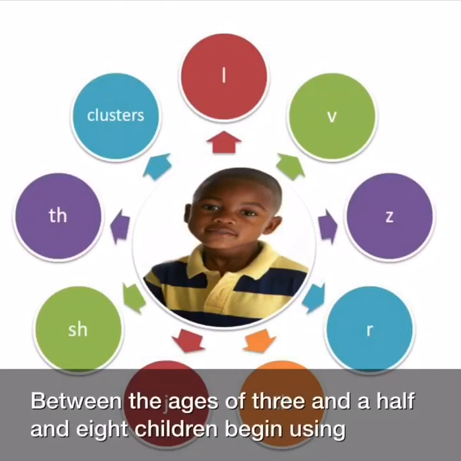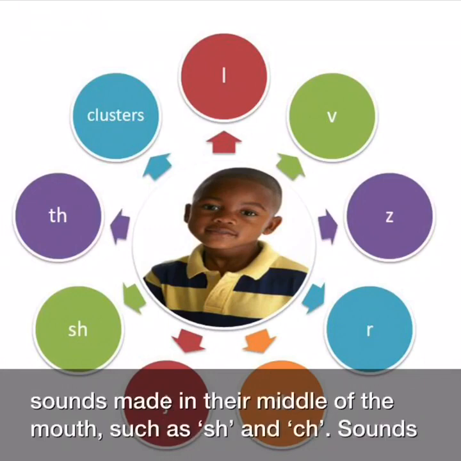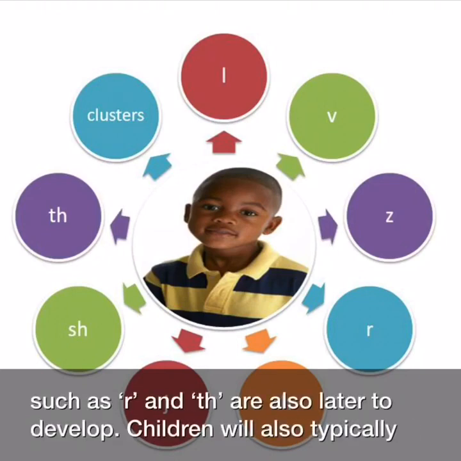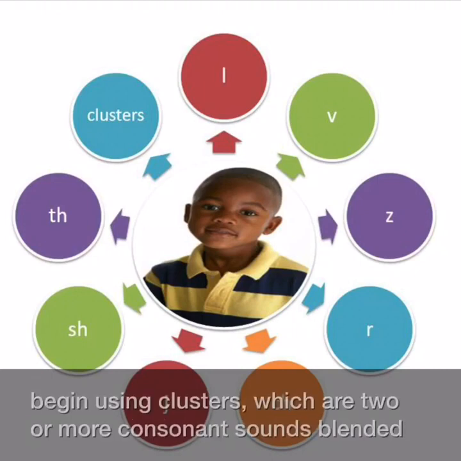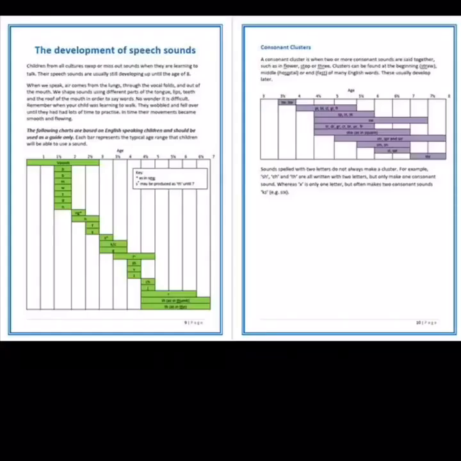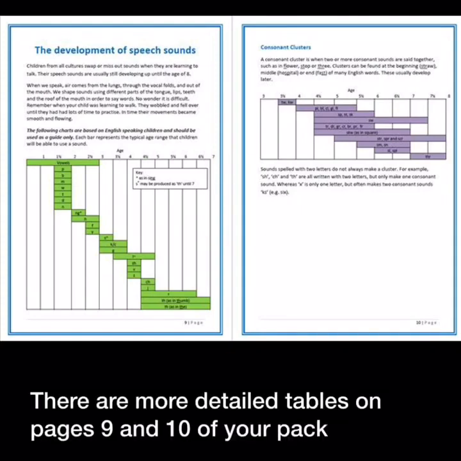Between the ages of 3.5 and 8, children begin using sounds made in the middle of their mouth, such as sh and ch. Sounds such as r and th are also later to develop. Children will also typically begin using clusters, which are 2 or more consonant sounds blended together, such as sp in spoon or dr in drink. There are more detailed tables on pages 9 and 10 of your pack.